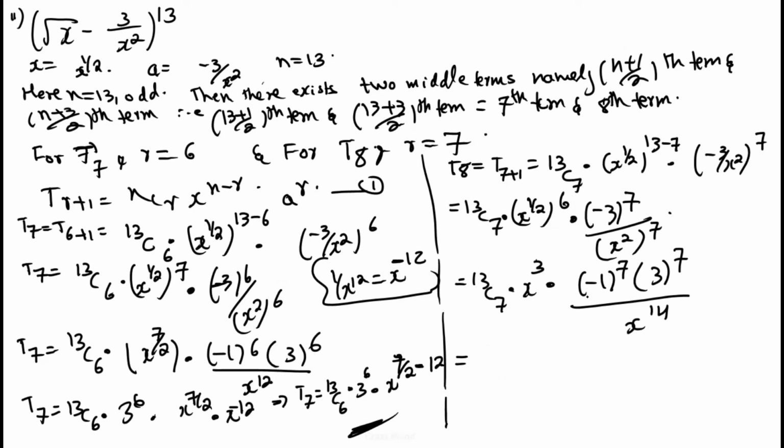See, here minus 1 to the power 7 is there, that value is minus 1. So I'll put minus outside, minus 13C7 into 3 to the power 7 into x to the power 3 by x to the power 14, that is x to the power 11 in the denominator, 1 by x to the power 11. It's a 8th term.